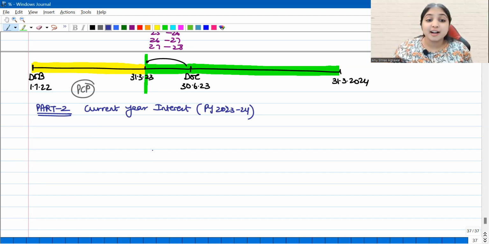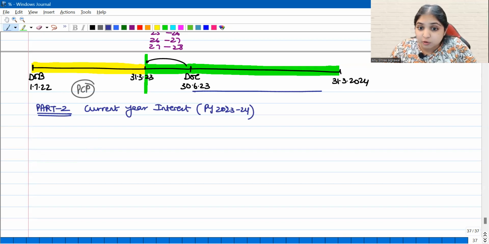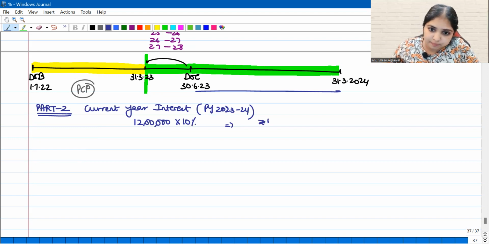Amazing guys, very good. Current year interest, I will still calculate for all 12 months because no doubt, construction is complete, house is ready only this period. But what about this period interest in these 3 months? These 3 months will not go into pre-construction interest. Therefore, even these 3 months will come under current year interest only. So for full 23-24, we will calculate interest. What is the loan amount? The loan amount is 12 lakh. 12 lakh into 10%. This is going to be how much? 1,20,000 rupees.